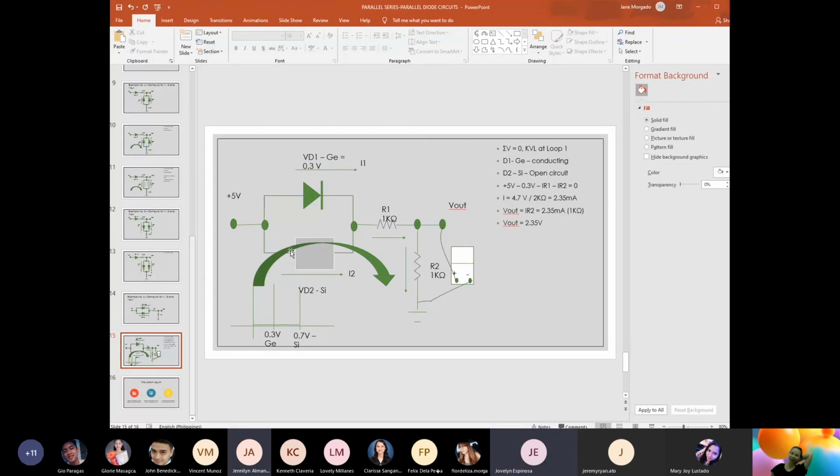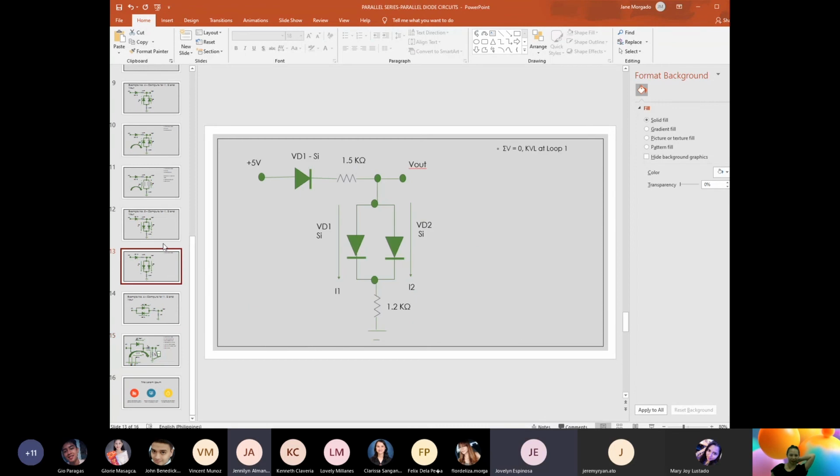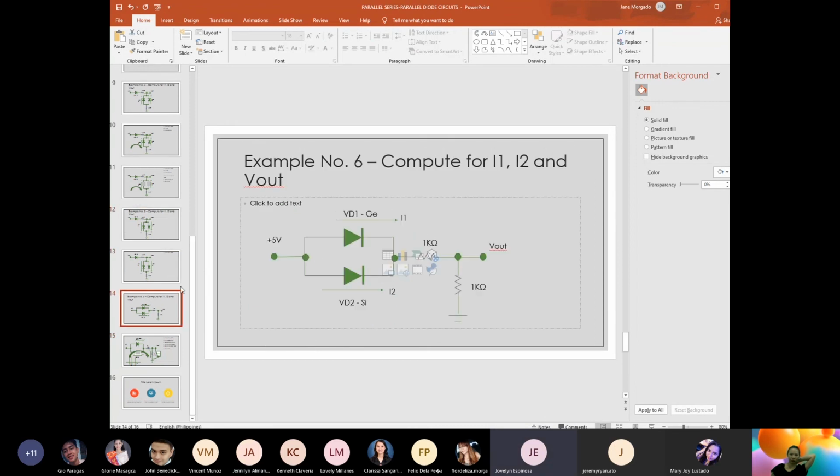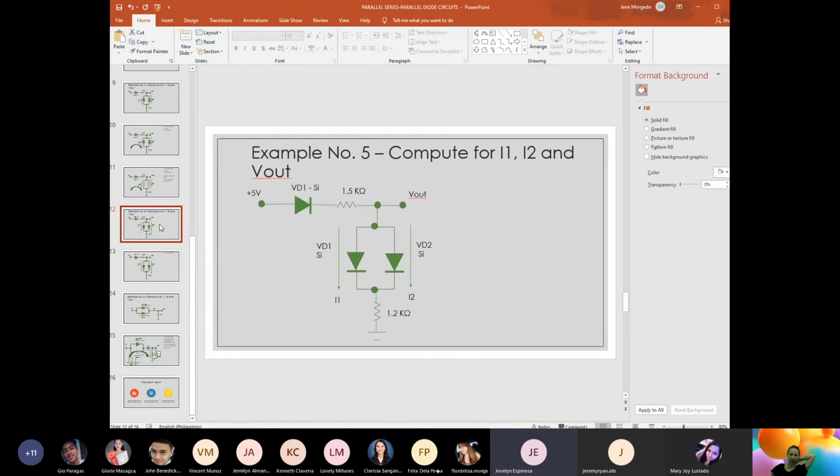Okay? Question. Ipopost ko tong example number 6 sa assignment. Then that will be your seat work for tonight. Okay? Yes, ma'am. So, wait nyo na lang yung notification kung kailan ko na-upload itong example number 5. And then submission on Friday again. Okay, ma'am.